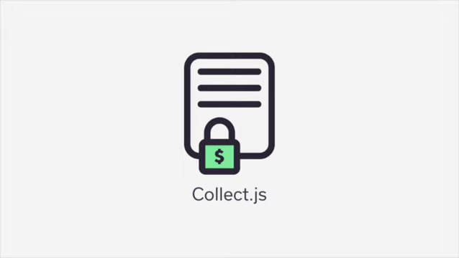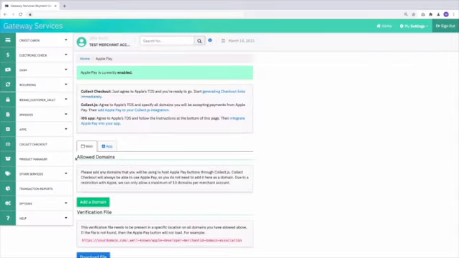Now, if you're using Collect.js and want to put an Apple Pay button on your site, there's one more step you have to do before you update your integration. We need to know what domains are going to be using Apple Pay buttons with your gateway. And so to do that, you click Add a Domain.